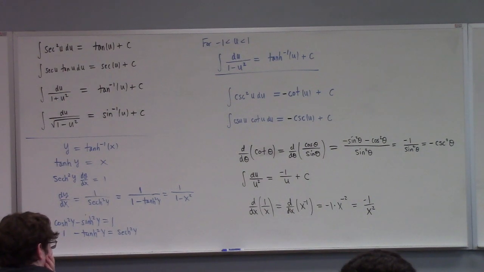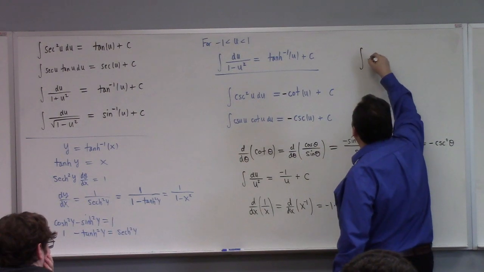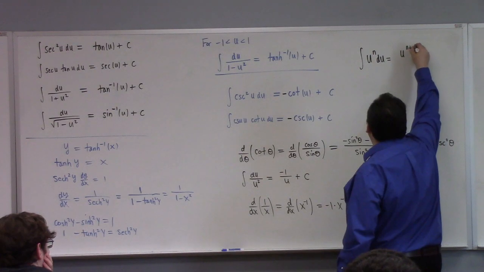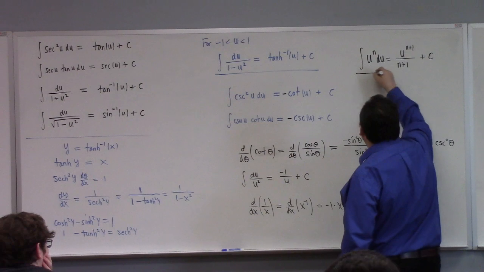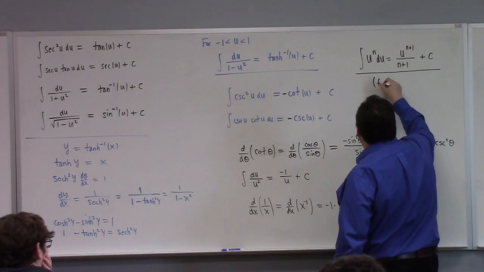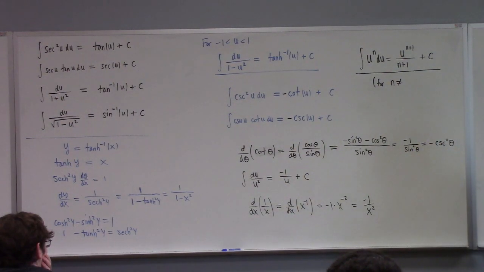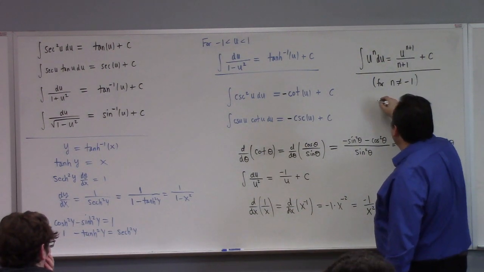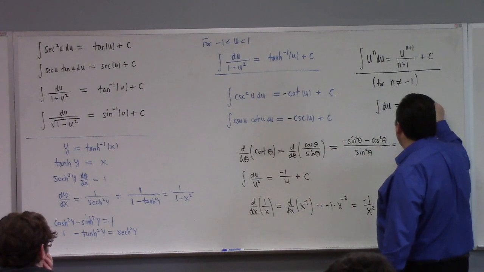Or if you want, many of these fall under the generic rule, which we can always remember: the integral of u to the n du equals u to the n plus 1 over n plus 1, plus a constant. Now there's a string attached here, for n not equal to what? Oh, 0 is fine. Negative 1, yeah. In fact, 0 is a silly case, right? The integral of du equals u plus a constant, right?